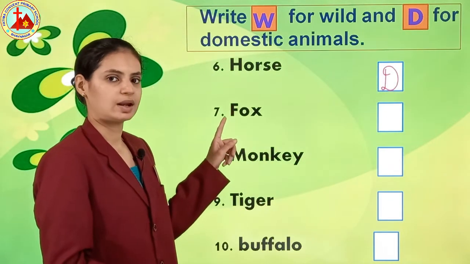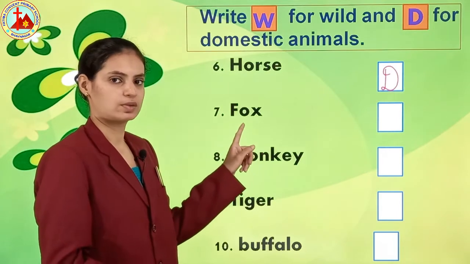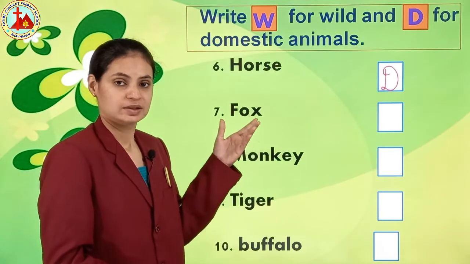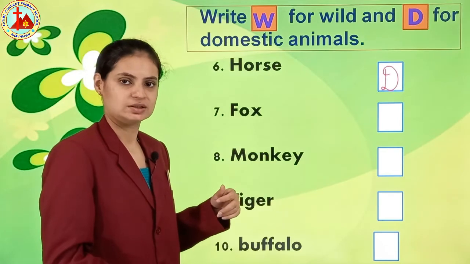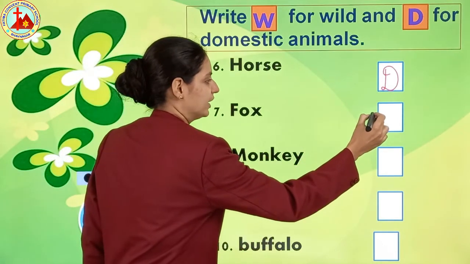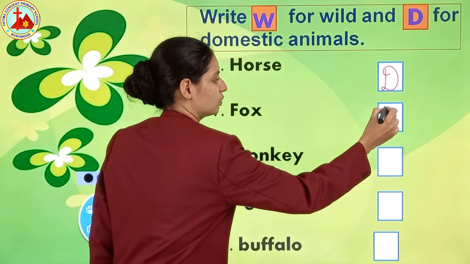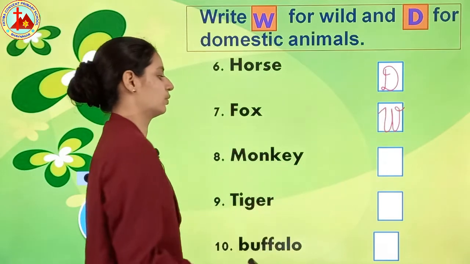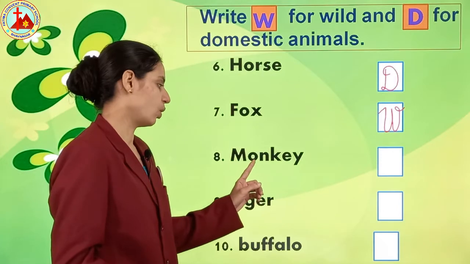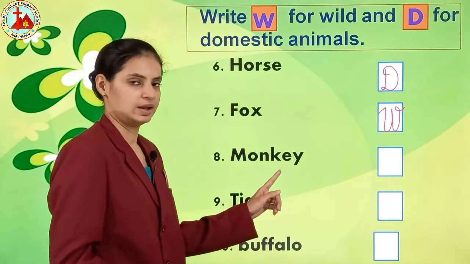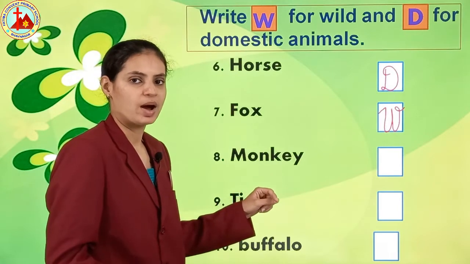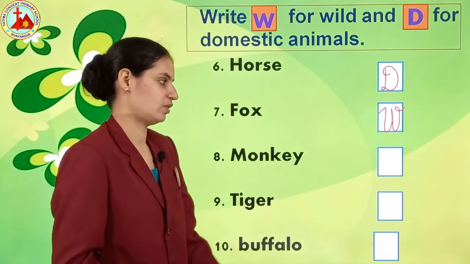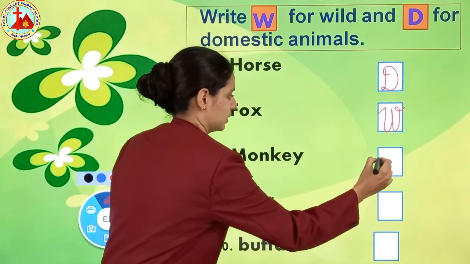Now next one, F-O-X, fox. Fox is a cunning animal. But is it wild or domestic? Wild animal. So for wild animal, what we have to write? W. Which W? Cursive capital W. Next one, M-O-N-K-E-Y, monkey. Monkey is a wild animal. Here what we will write? D? No. For wild animal, we have to write W. Cursive capital W.